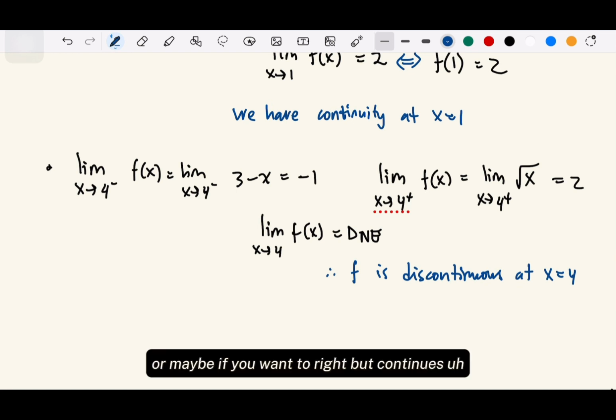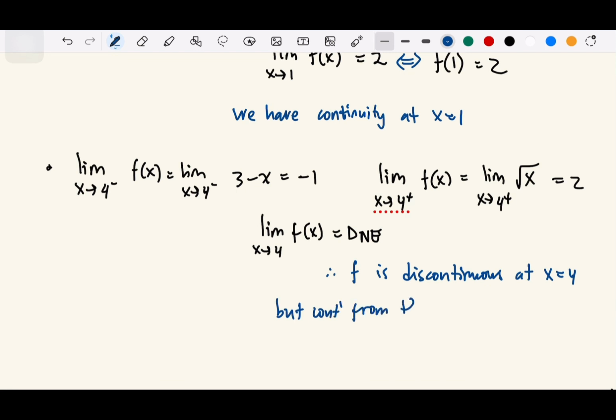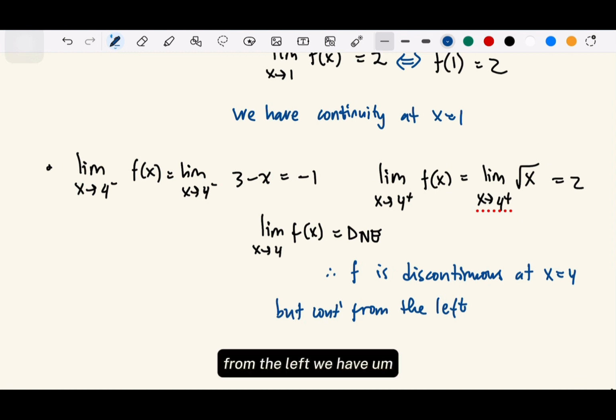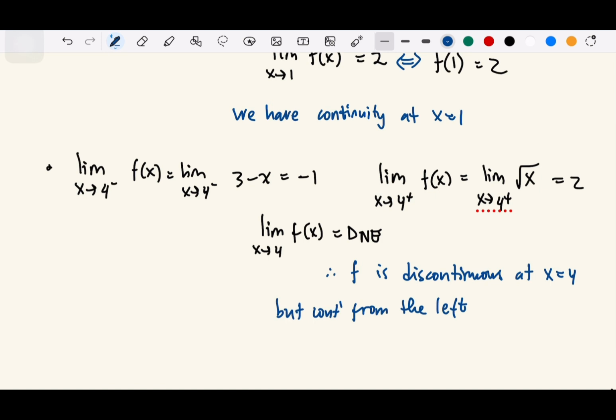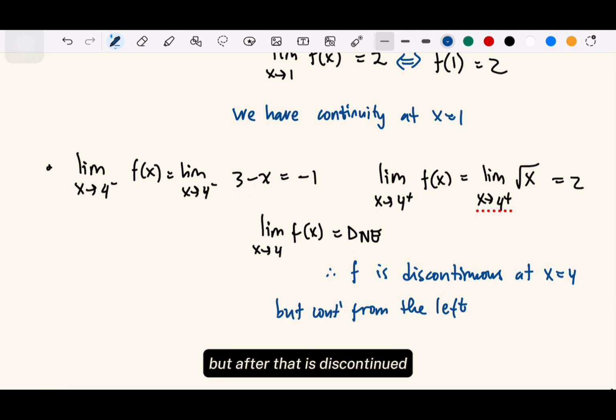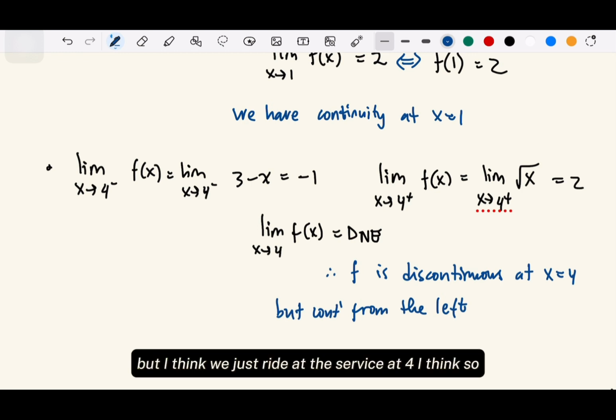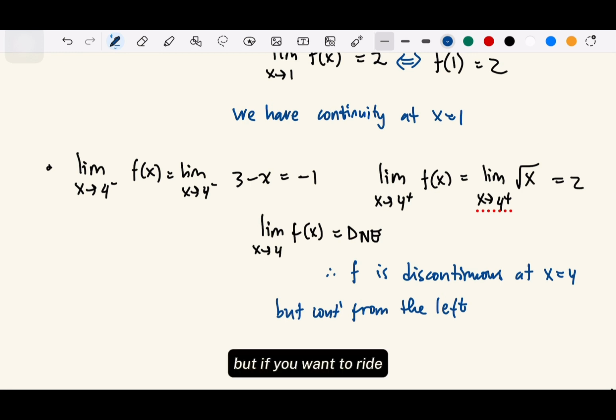Or maybe if you want to write, but continuous from the left, you could say that, because from the left we have the one that we concluded before, continuous at x equal 1, so we have that it is continuous, and then up until 4 it's still continuous, but after that it's discontinuous. You could also say that. But I think if you just write f is discontinuous at 4, it's enough. But if you want to write continuous from the left, it's also fine, from the left of x equal 4.